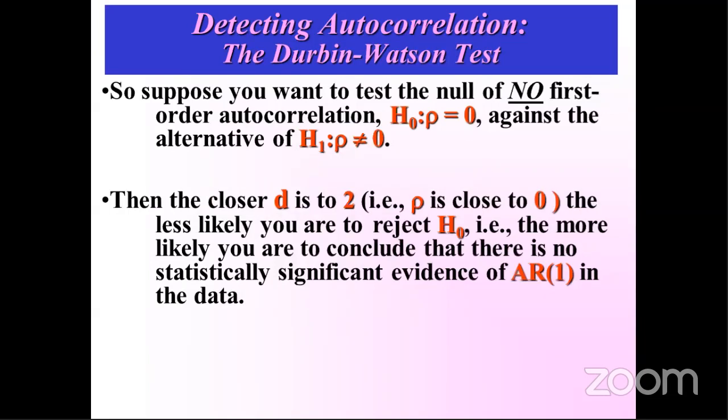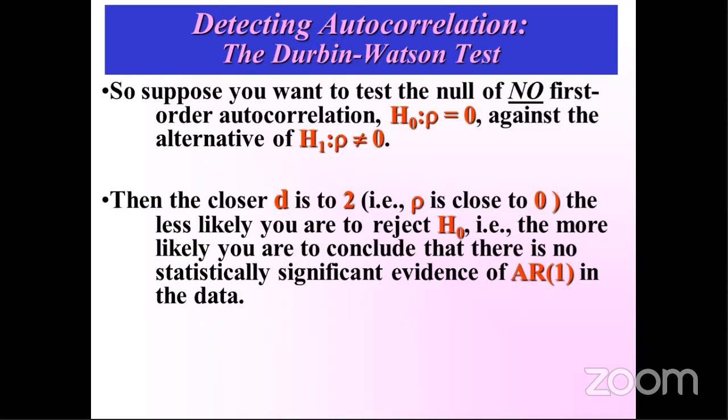And suppose we want to test the null hypothesis of no first order autocorrelation. Then your null hypothesis is written as H naught, where rho is equal to 0, against an alternative hypothesis H1, where rho is not equal to 0. Rho equal to 0 means no autocorrelation. Rho not equal to 0 means you have a problem of autocorrelation.